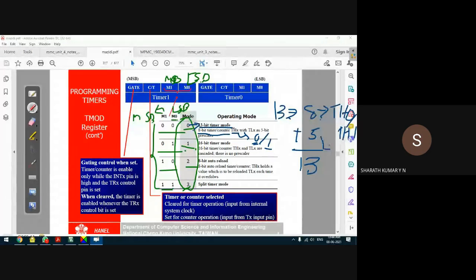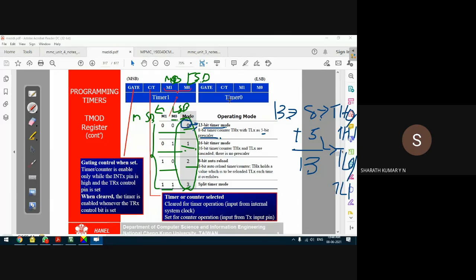Another 5 bits correspond to 5 bits of the lower byte, that is 5 bits of TL0 or TL1. What is the purpose of these 5 bits of the lower byte? They are used as what is known as a prescaler. What is a prescaler? We'll discuss that and understand it in detail. So that is about the mode 0 operation of the timer, the 13-bit operation of the timer.